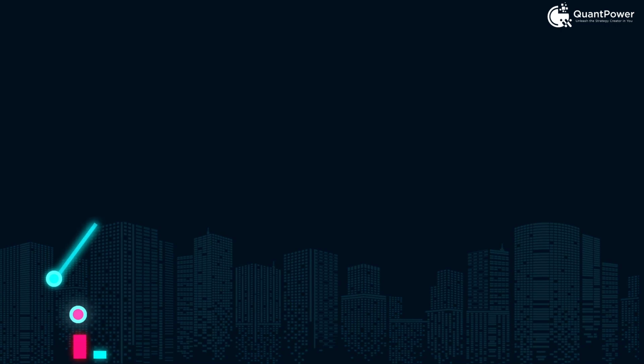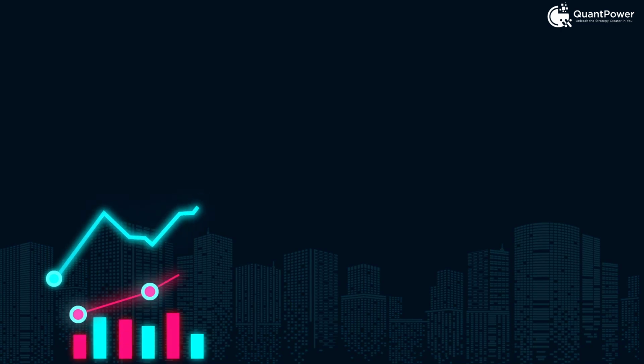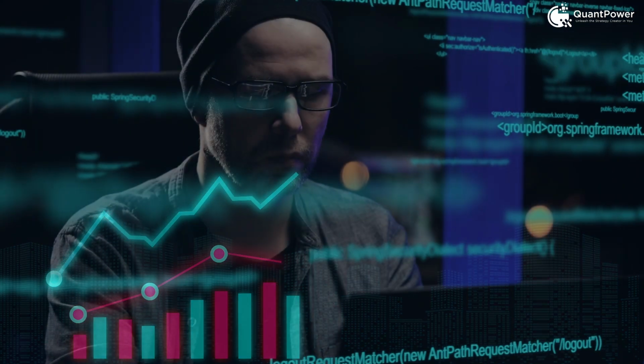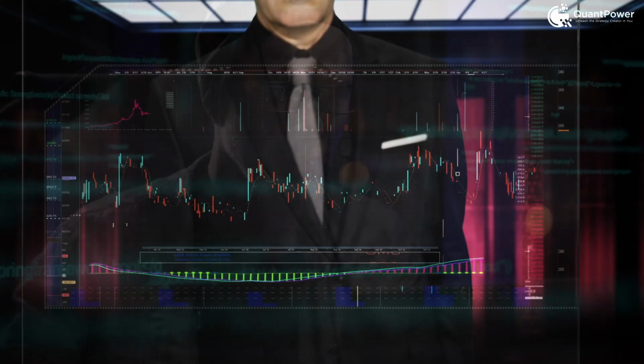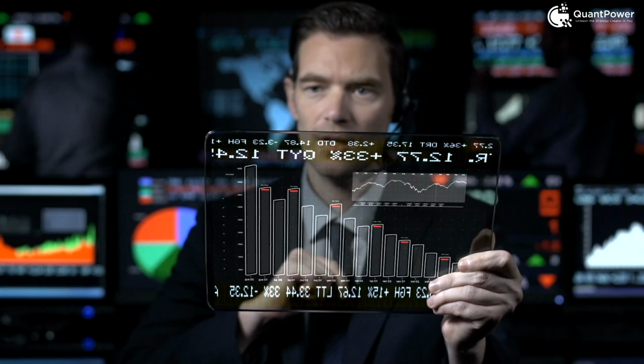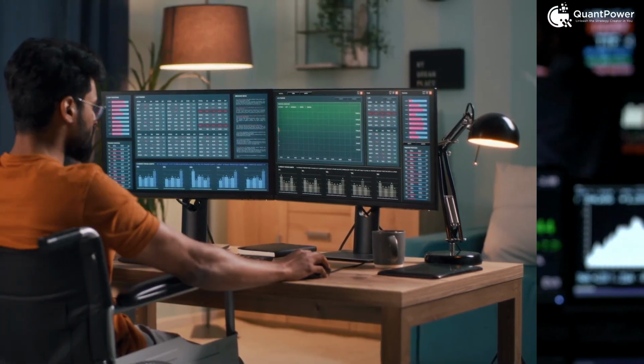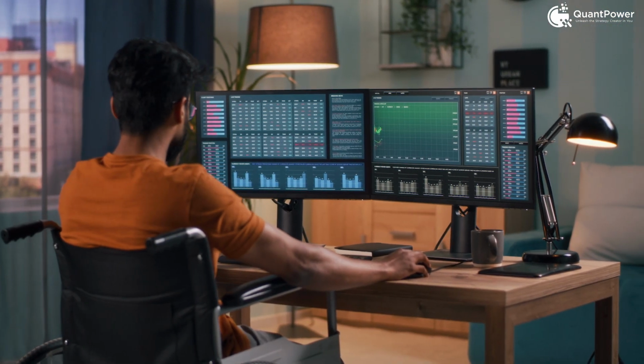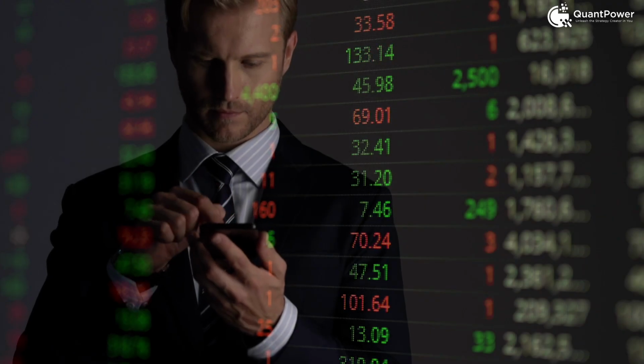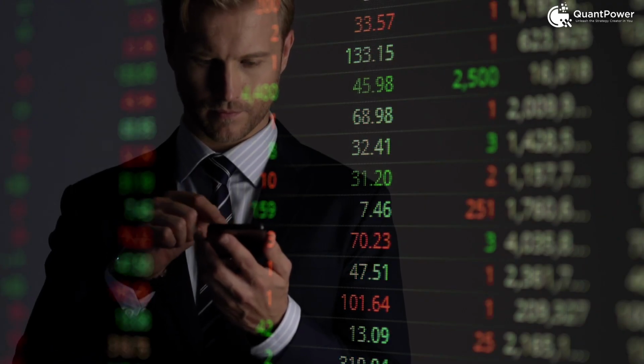Sensibull, on the other hand, focuses primarily on options trading strategies and analysis without offering future analysis, algo trading, or backtesting. That's all for today's comparison. We hope this analysis has helped you understand the key differences between QuantPower and Sensibull.